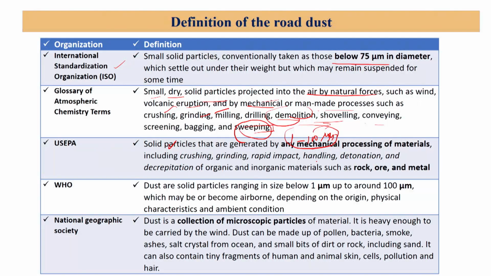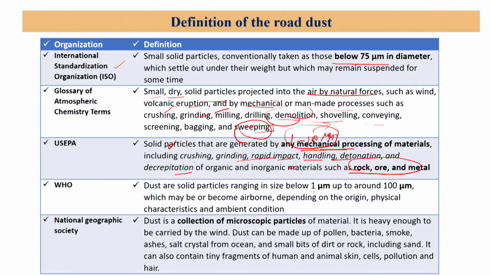Then the US EPA, the United States Environmental Protection Agency, defines road dust as solid particles that are generated by any mechanical processing of materials. Unlike the natural forces mentioned earlier, here they define it more specifically as mechanical processing of materials, including crushing, grinding, rapid impact handling, detonation, and disruption of organic and inorganic materials such as rock, ore, and metal. That process gives lots of dust aerosols.